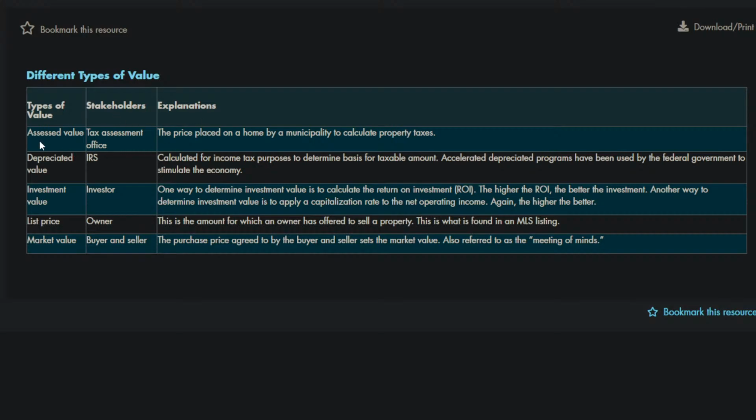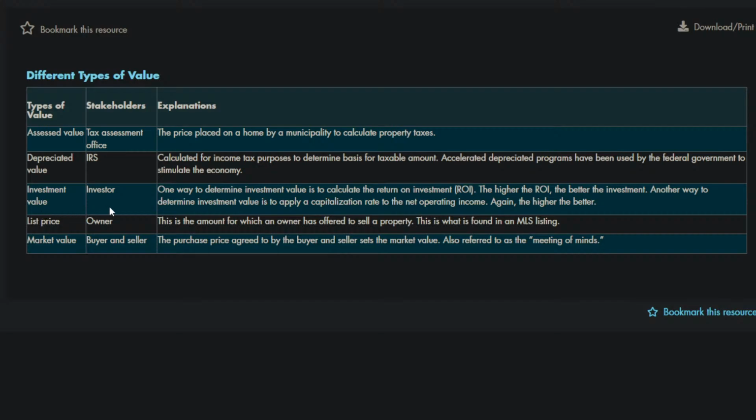So we've got assessed value, right? Who's the stakeholder? That's the tax assessment office. Who does this type of value, right? And it's the price placed on a home by a municipality to calculate property taxes. Depreciated value, that's by the IRS, a calculation for income tax purposes to determine the basis of the taxable amount. Accelerated depreciation programs have been used by the federal government to stimulate the economy.